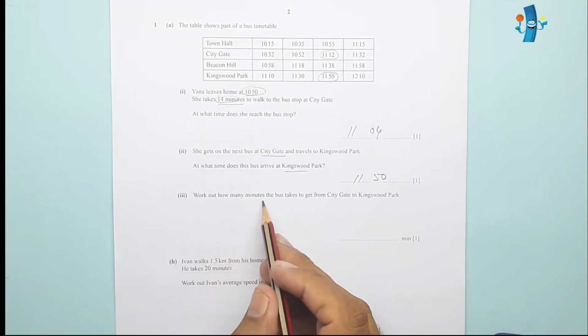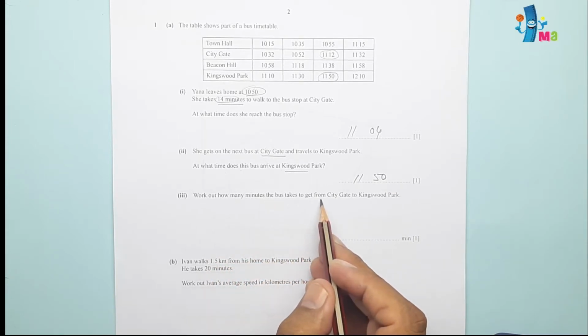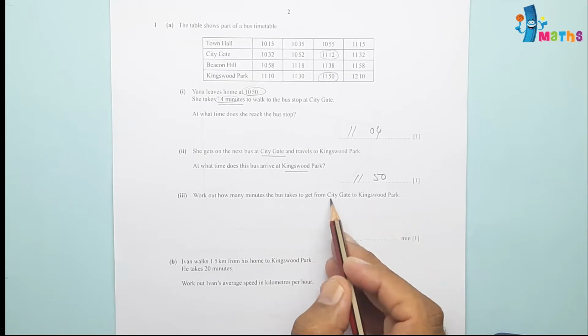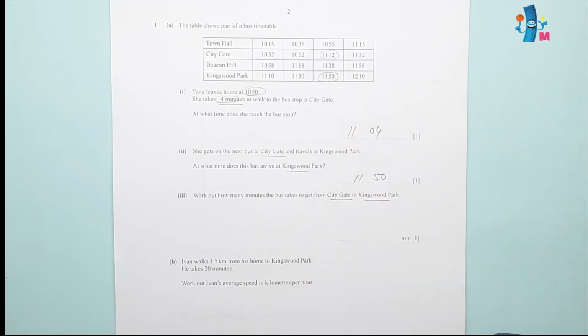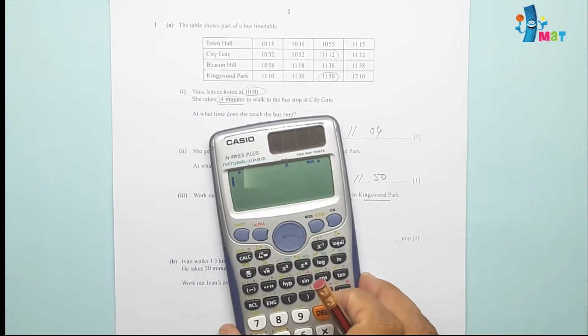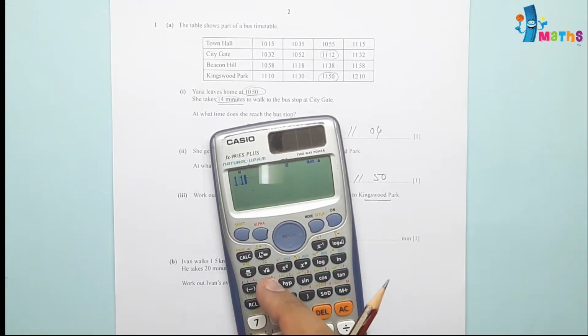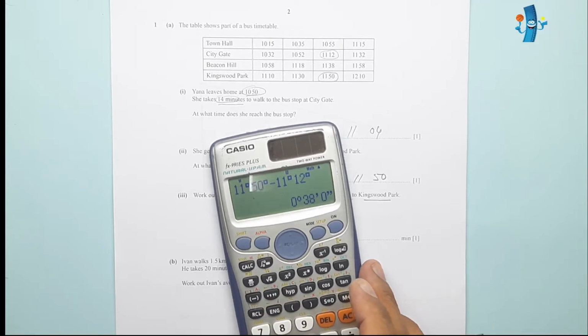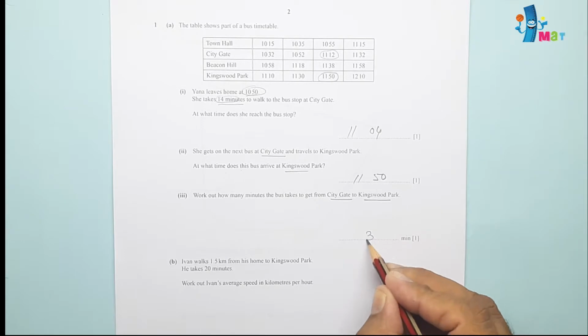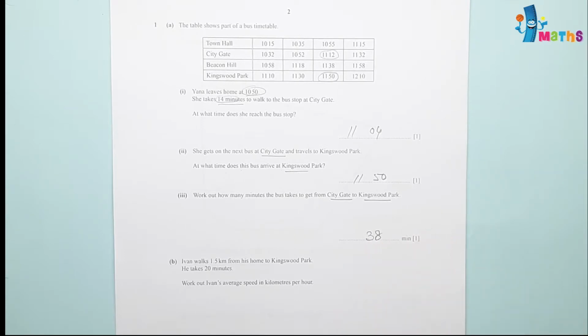Work out how many minutes the bus takes to get from Citygate to Kingston. So for Citygate to Kingston we have to subtract time. 11 hours 50 minutes minus 11 hours and 12 minutes. So the answer will be 38 minutes. So we can write 38 minutes over here.